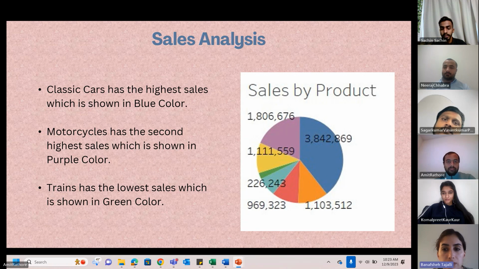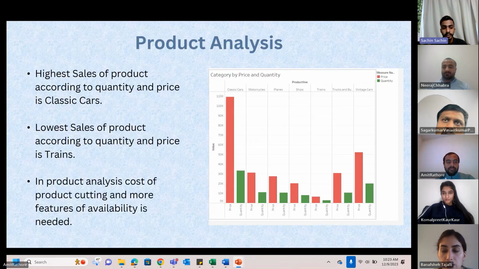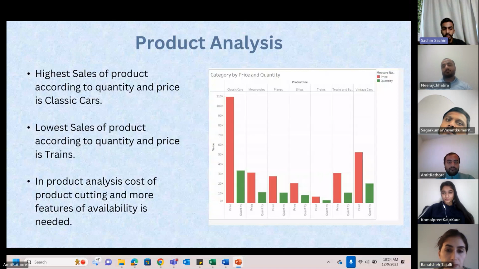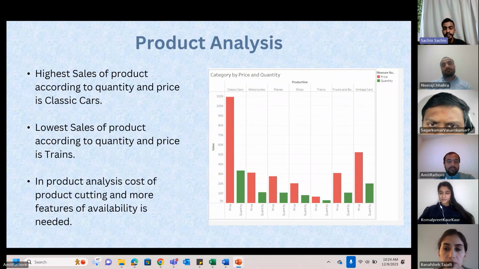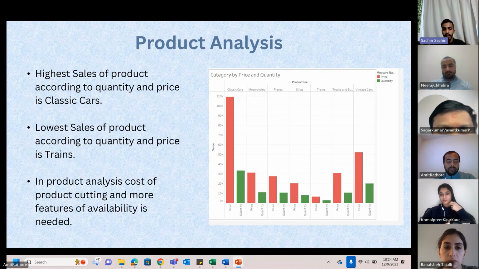Yes, we are on product analysis. On my screen, it's showing sales analysis. Oh, thank you. So now I'll be moving forward to product analysis. What we found is that the highest sales of product according to quantity and price was of classic cars, and the lowest sales of product according to quantity and price was of trains. In production analysis, cutting the cost of production and more availability of features is also needed. So I'll hand over to my next friend Banafshi.